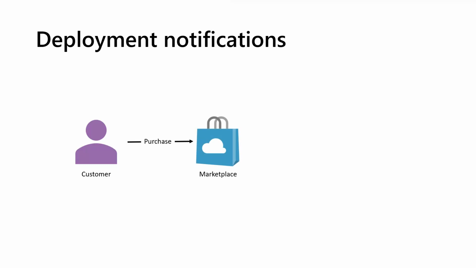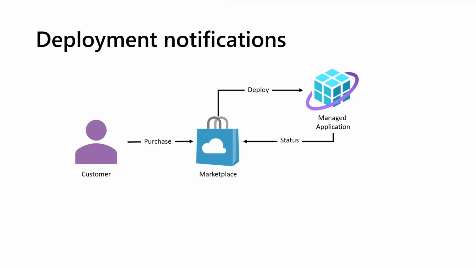Here we'll walk through a visual of how managed application webhooks work. It starts with a customer making a purchase of a managed application from the marketplace. The purchase process deploys a managed application into the customer tenant. The managed application and the corresponding managed resource group have a deployment lifecycle. During deployment, the managed application reports back to the marketplace. It provides status updates about the deployment as it's in progress.